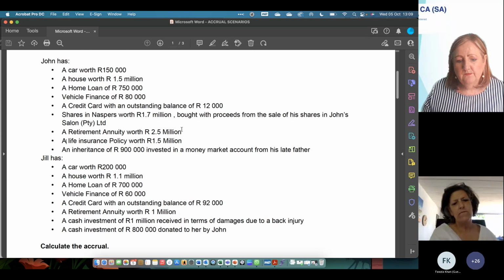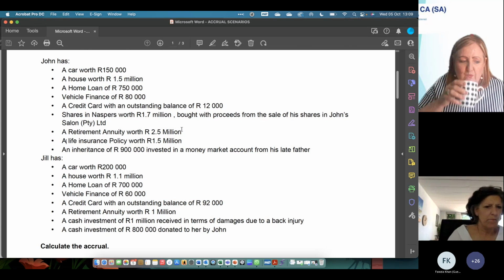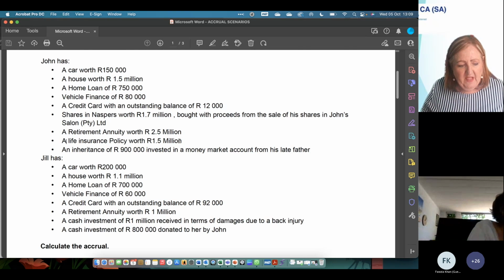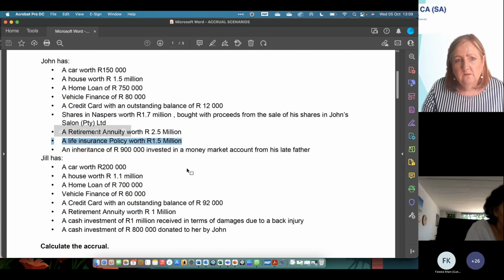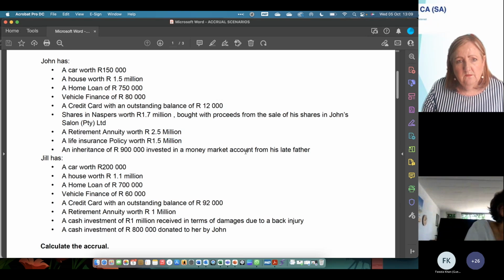Now, let's quickly talk about our pitfalls in this scenario before we go into the mathematical point of things. Number one, a life insurance policy is a risk policy. Clients will always give you life insurance when you ask them for a list of assets and liabilities. Life insurance we are not going to put in. An inheritance of 900,000 Rand we are not going to put in, and I'll tell you why.